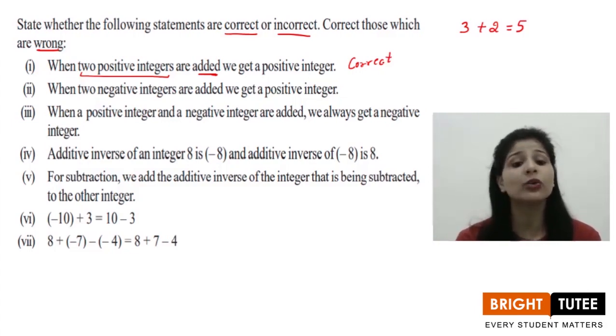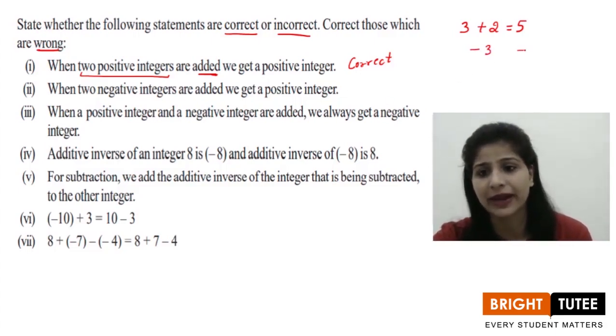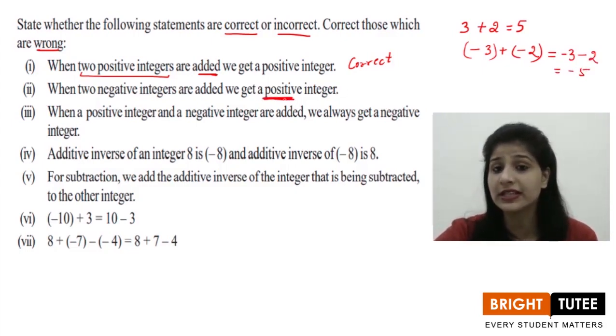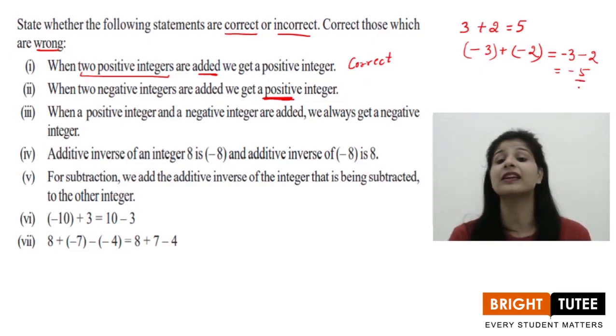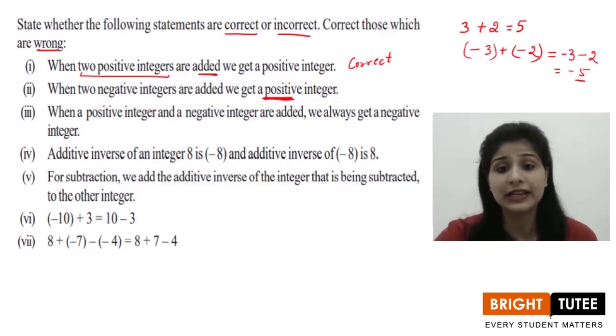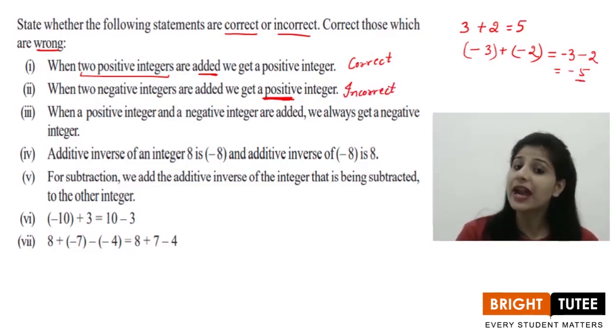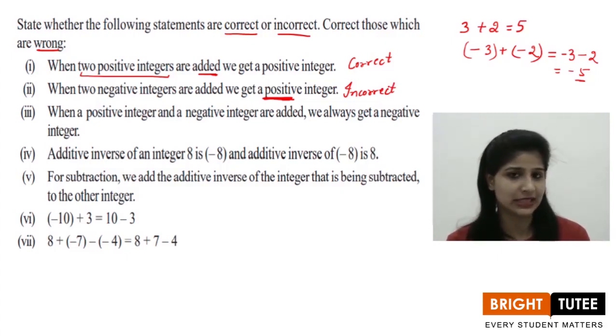Yes. When two negative integers are added, we get a positive integer. Okay, let us try to add any two negative integers. So I will take -3 and -2. These are two and I am adding them. Okay, so I will get -3 -2 and that becomes -5. So here what is written? Positive integer. What will we get? Positive integer. But we are getting -5. We are getting a negative integer. So this is an incorrect statement. So if we have two negative integers and we are adding, we'll always get a negative integer as the answer.